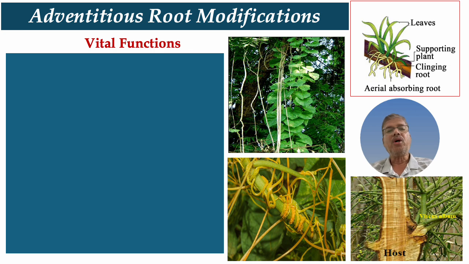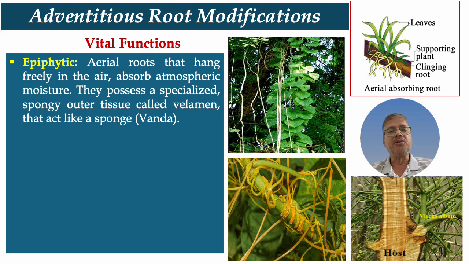The adventitious root modifications for vital functions. These roots perform diverse physiological roles beyond storage and support, often adapting to challenging environmental conditions. These include epiphytic roots. These are the aerial roots that hang freely in the air from the epiphytic plant. They absorb atmospheric moisture directly from the air.